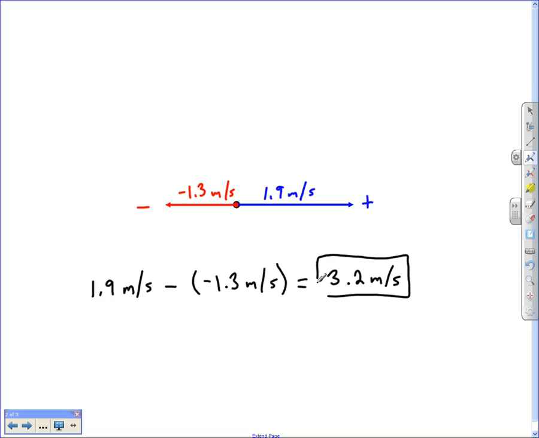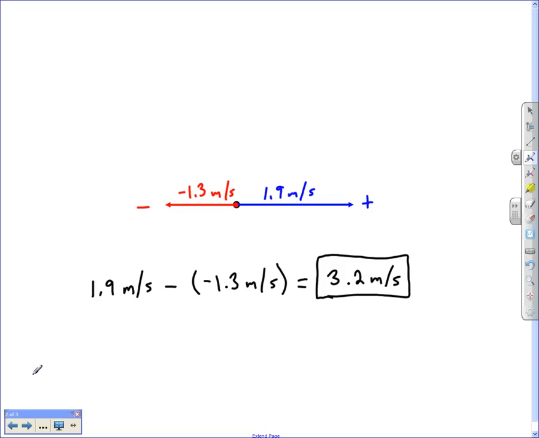Now the question we have to ask ourselves is, does this make sense? If we wanted to rationalize this, we could. First of all, the child and the man are moving away from each other. Just like when two cars are moving away from each other, they look like they're traveling faster than they really are. So the man is going to appear to be moving faster to the child than he really is. This answer fits that.